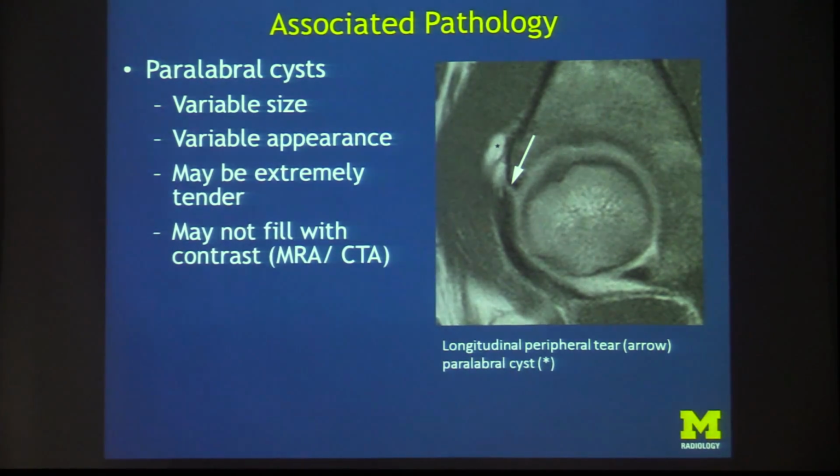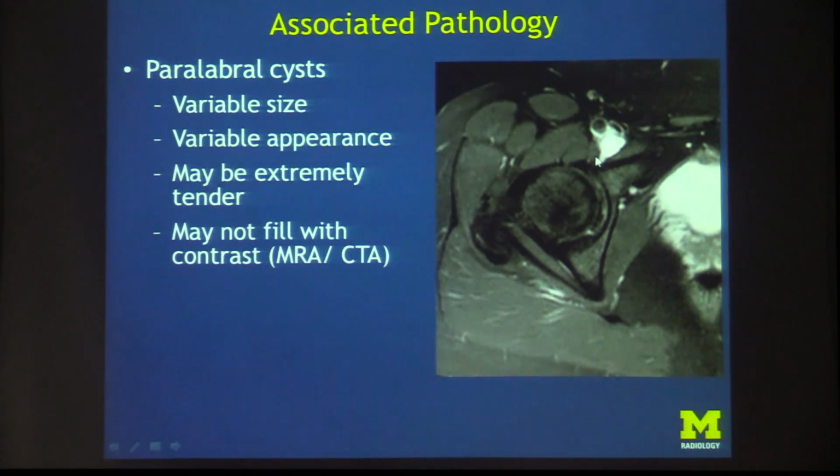These are of variable size, may or may not fill with contrast, so always look very carefully at your T2 weighted sequences. And these may grow significantly and could press on adjacent structures. So here you have this paralabral cyst with mass effect on the femoral vein here. So see a paralabral cyst, look for the labral tear in the hip.